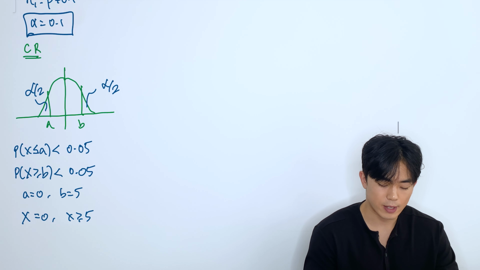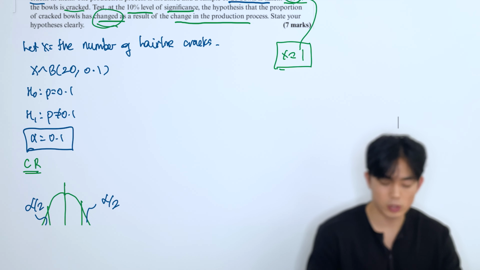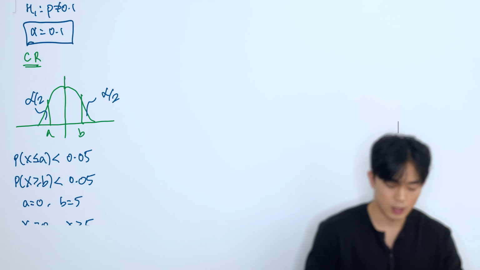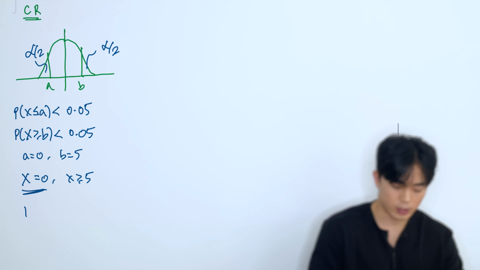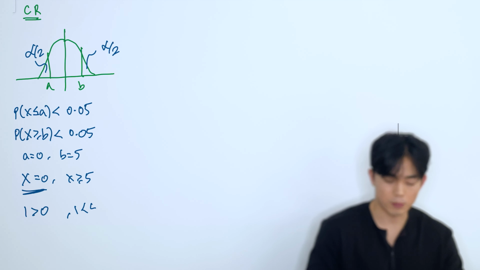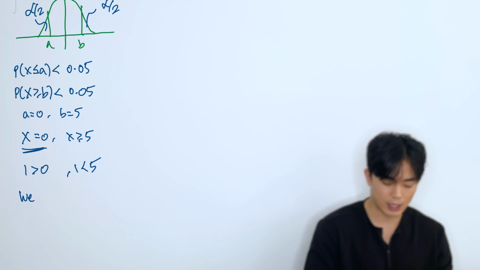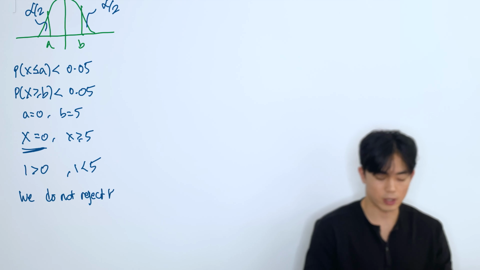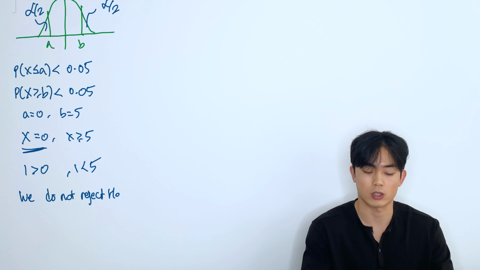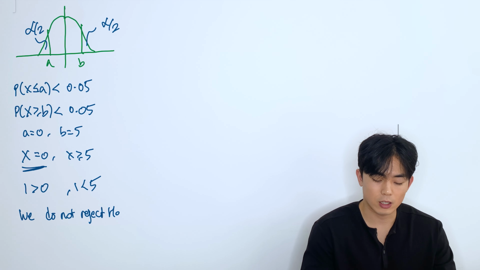Right, and it says now, how much was the test statistic? Well, X was 1, right? So we can say that 1 is larger than 0 and 1 is less than 5, meaning that it's not in the critical region, right? So that we can conclude that we do not reject H0, okay? So it's not going to be within either of the critical regions. So that's the critical region method.